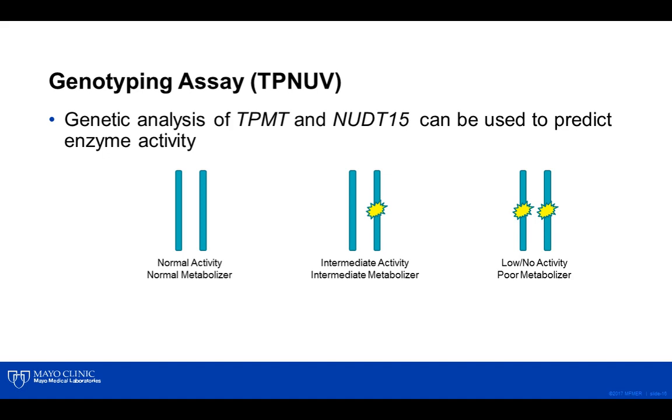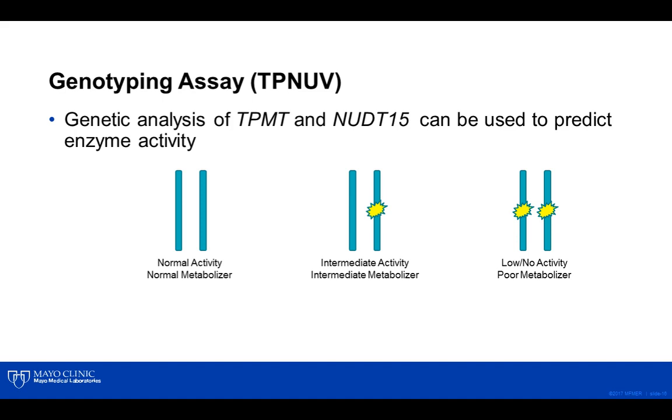So let's discuss the details of the combined TPMT NUDT15 genotyping test available through Mayo Clinic. Genetic variants in both TPMT and NUDT15 affect the activity of the enzyme that is produced. Based on genetic variants identified through testing, enzyme activity of both TPMT and NUDT15 can be predicted. For example, if a patient has no variants in either TPMT or in NUDT15, he or she would be expected to have normal enzyme activity and be considered a normal metabolizer.